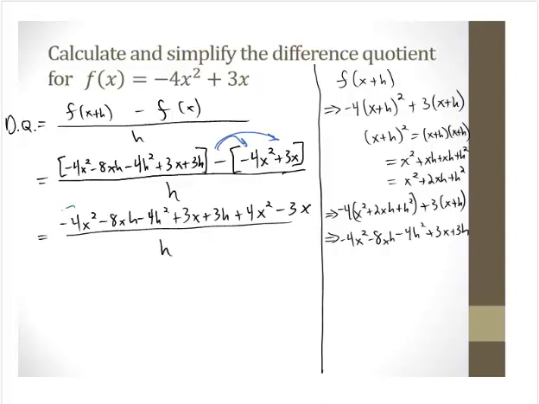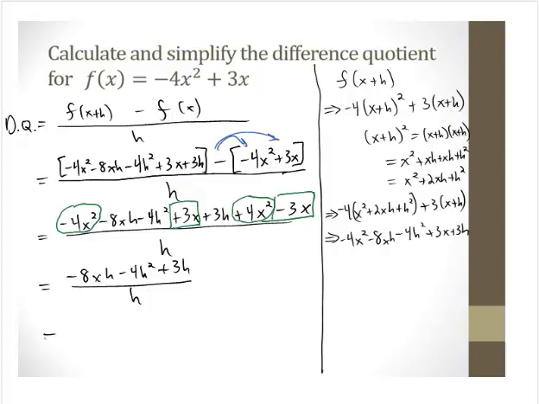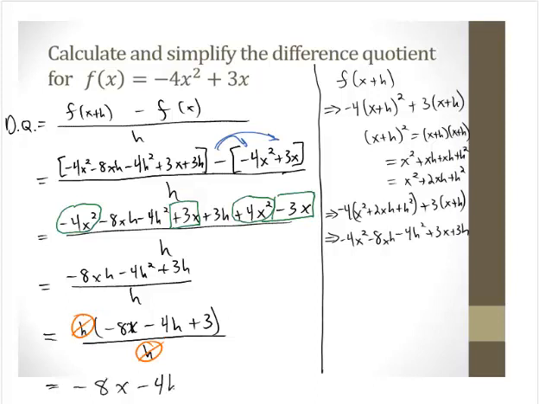Again, nice things happen. Minus 4x squared plus 4x squared. Those combine to 0. Plus 3x minus 3x. Those combine to 0. Let's see what we have left. Negative 8xh minus 4h squared plus 3h over h. Notice that all three of those terms in the numerator have a common factor of h. So I can write them as h times negative 8x minus 4h plus 3, and that's all being divided by h, and I can remove the common factor of h from the numerator and denominator, leaving the difference quotient as negative 8x minus 4h plus 3.